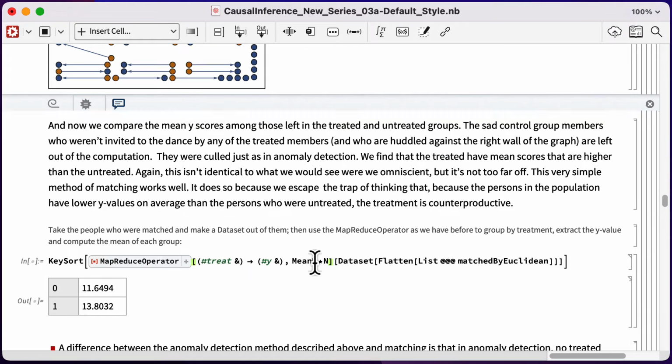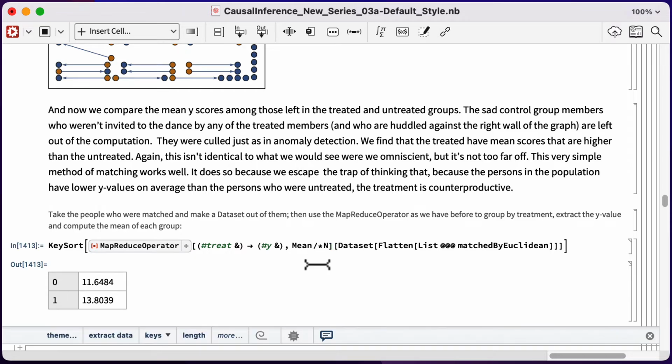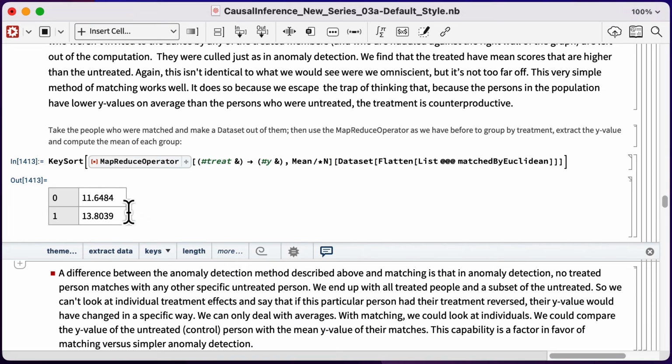So what we can do now is we can see that it worked. And yeah, it did. The treatment is now about 2.2 better than the control group, which is close to the truth, which we know from our earlier omniscience, is about 3.